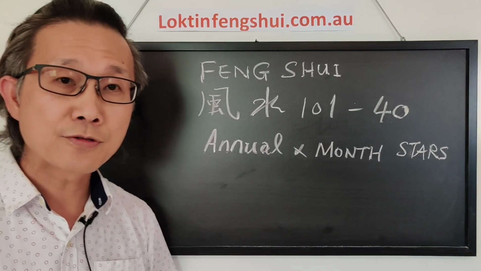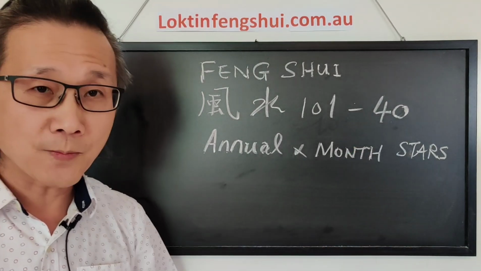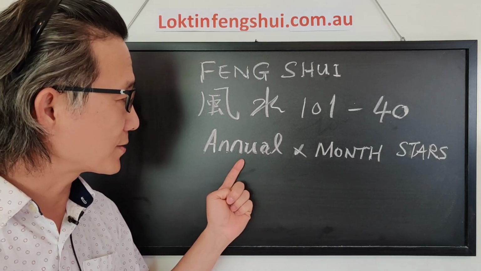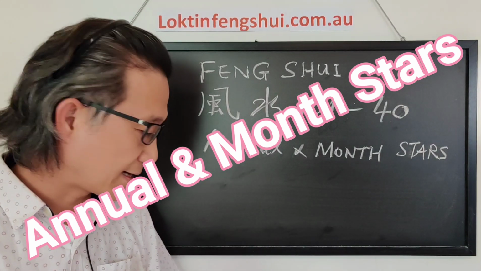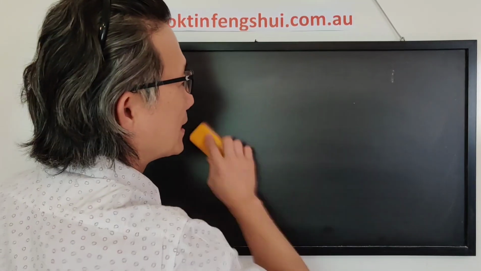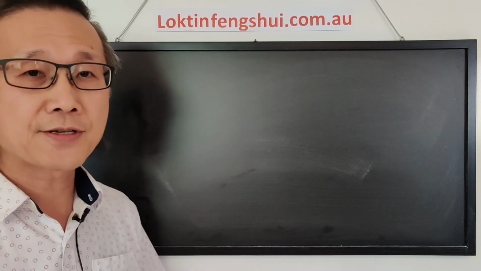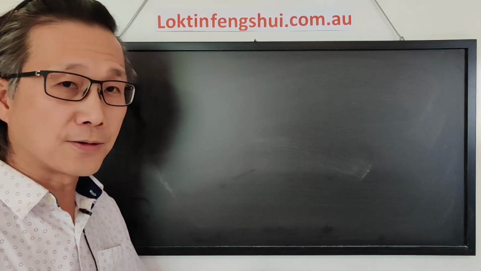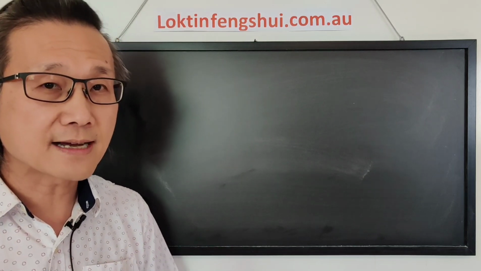Today we continue to talk about Feng Shui for beginners, and this is the 40th video. I remember in video 39 I talked about the annual and the monthly star, and now we're going to talk about how we can use them together, and whether this is important. In video 39, we talked about how the annual star is actually the same as the male Minggua. How to calculate it, you can watch the video where I show you how to calculate. And also the monthly star for the year.